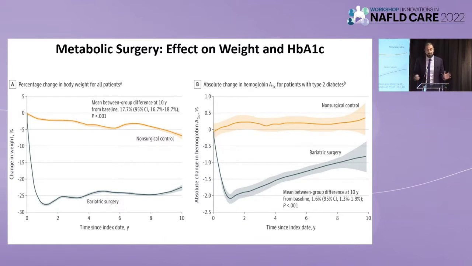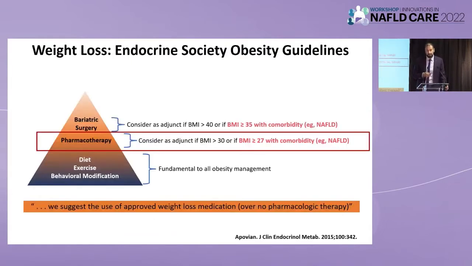So can we do this without surgery? When we talk about weight loss, this is the weight loss pyramid. We have lifestyle interventions: diet, exercise, cognitive behavioral therapy. Everyone should receive these. The tip of the iceberg is bariatric surgery, but only about 2% of patients that qualify for bariatric surgery in the US end up actually getting the surgery. And in between, we have medications, anti-obesity medications, pharmacotherapy.